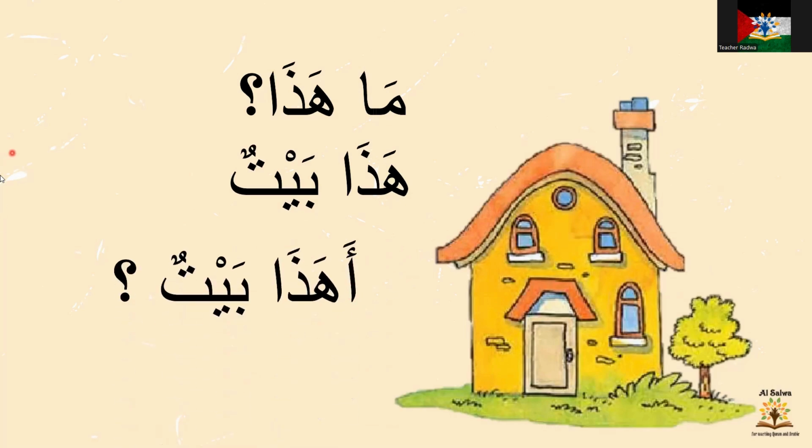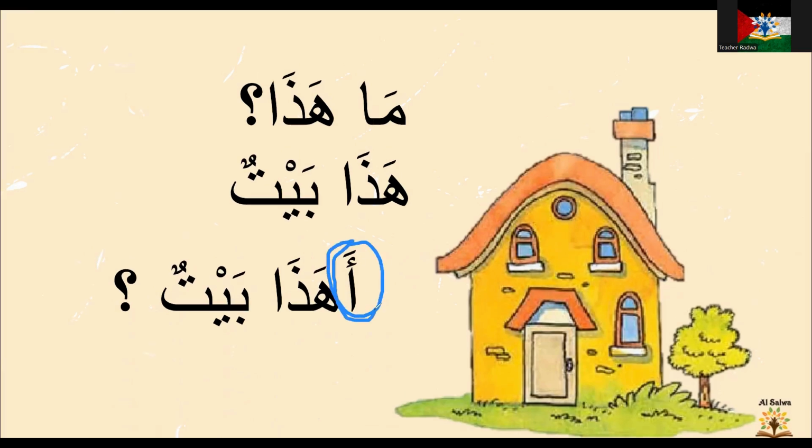Now, look at this one. Here, we're having a hamza. You see this hamza? We say that it is for questioning. Like if we want to ask a question, we just add it. So if I said أهذا instead of هذا, that means I'm asking, is this? So it's a question now.